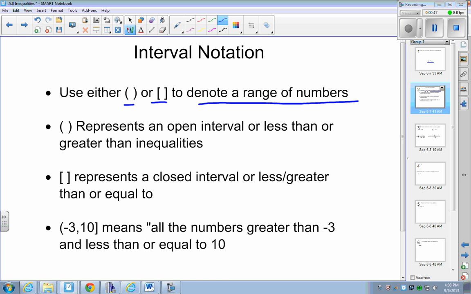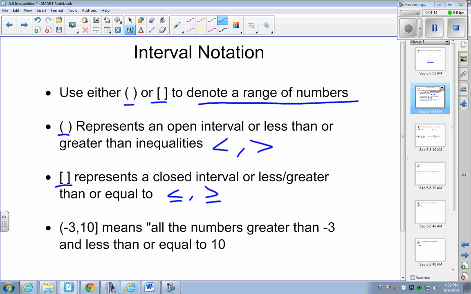So the open brackets, these guys right here, represent an inequality that says less than or greater than. So when you see these guys right here, you're going to be looking at the open interval. Now the closed interval represents less than or equal to or greater than or equal to. So when you see these guys, you're going to use the closed brackets.